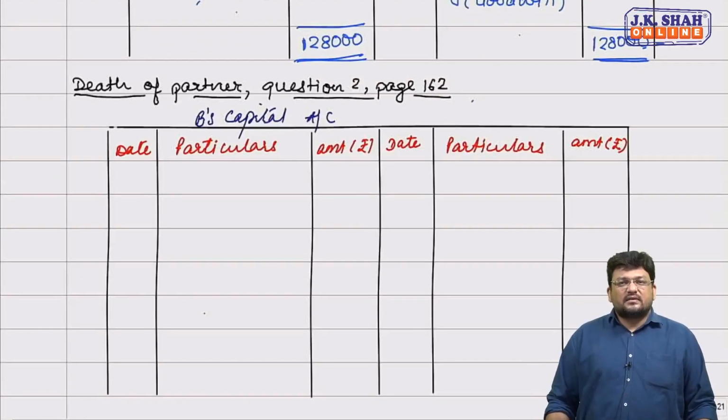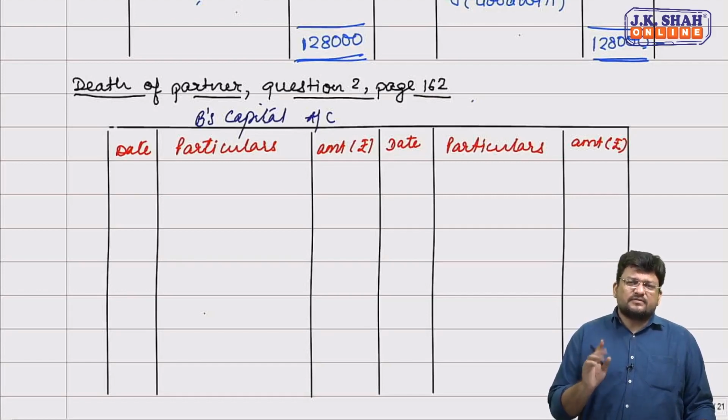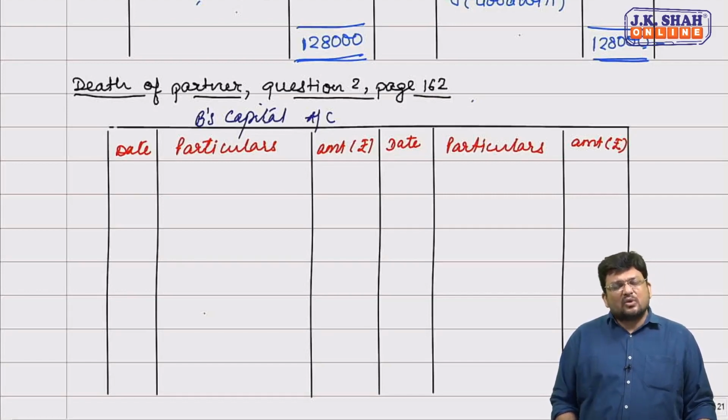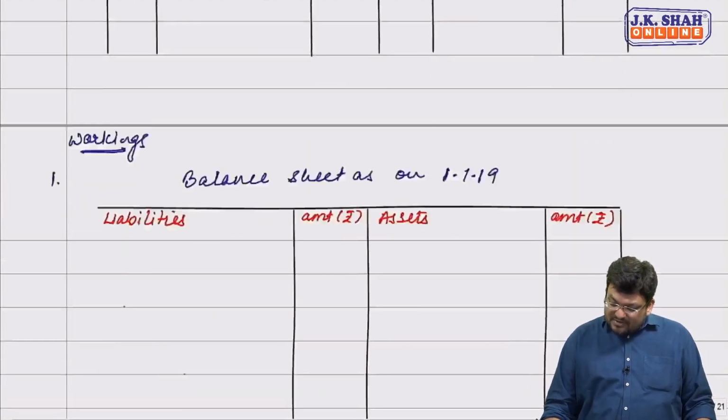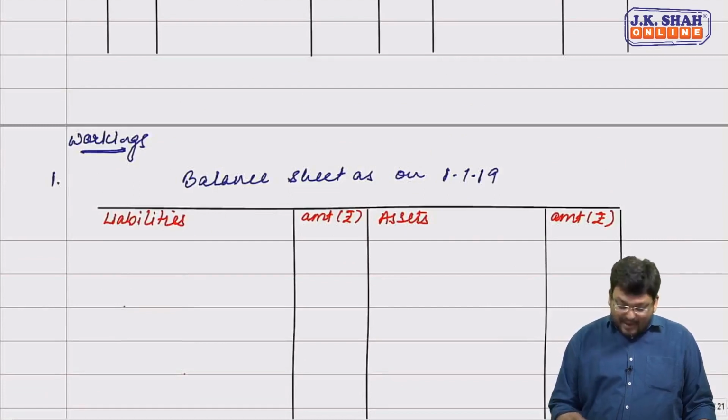Now friends, we are preparing B's capital. Looking at the first paragraph, there is no balance in B's capital given, but we are given information about assets of the firm on the first date of the year. So in order to calculate B's capital, we can prepare the balance sheet on the first date of the year so that we can find out his capital. Now, what information for assets is given?